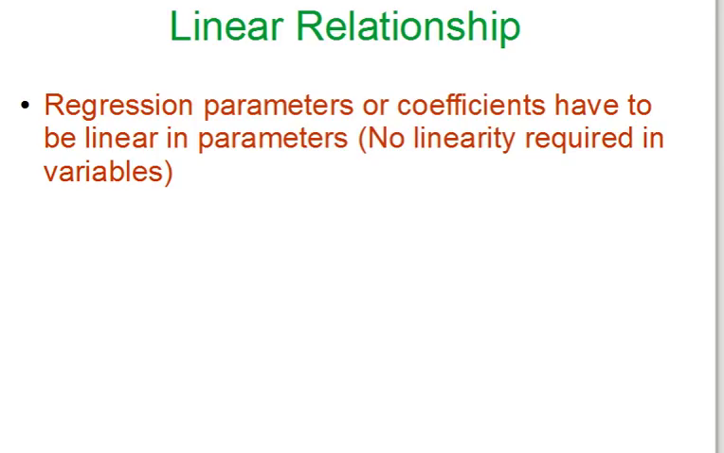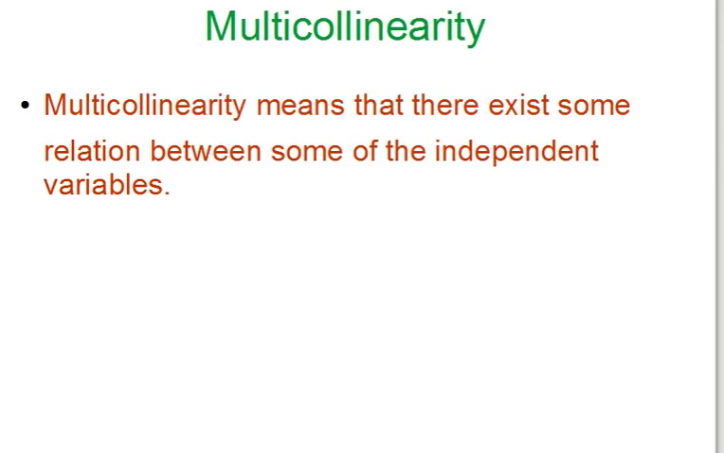So you can have a model like x square, x cube, whereas the coefficient, which is beta in the model, should be linear. That should not have higher order polynomials.